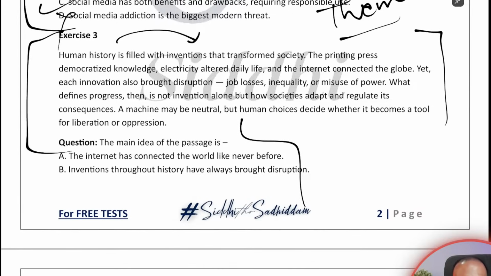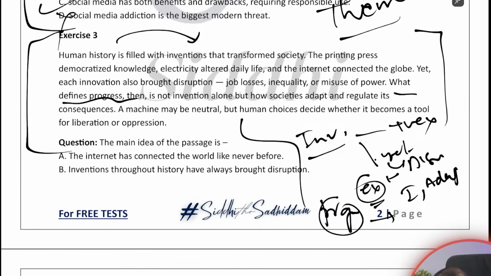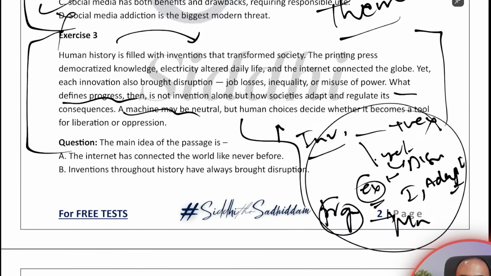I will have a rough sheet in my hand when I'm reading and I will see inventions. This is about inventions. Then there are positive examples. Then this is about disruptions. Then there are examples of disruptions. Then the definition of progress, that is the conclusion. The definition of progress where invention and adaptation both are equally important. And then you're talking about machines' neutrality. I will summarize my RC like this when I'm doing this in the exam hall.